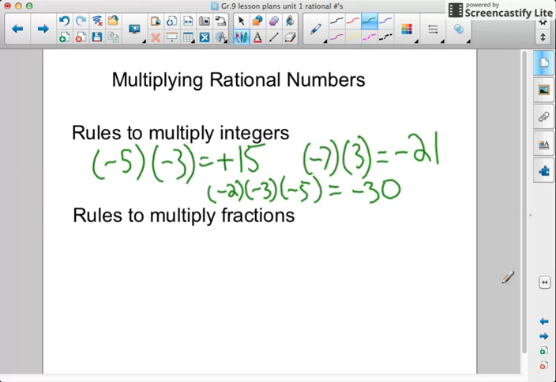Rules to multiply fractions. Well, let's say you had 2/3 multiplied by 4/5. All you really need to do is multiply the tops together, multiply the bottoms together. So 2 times 4 is 8 over 3 times 5 is 15. So that's the basic way to multiply fractions. You might need to simplify that after.